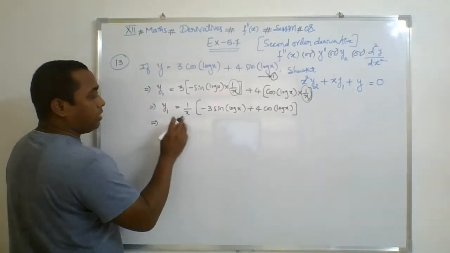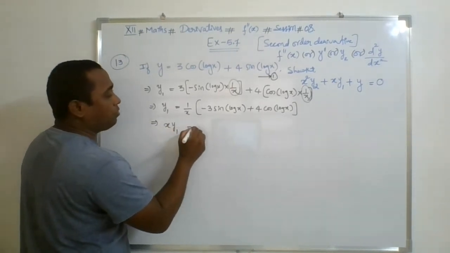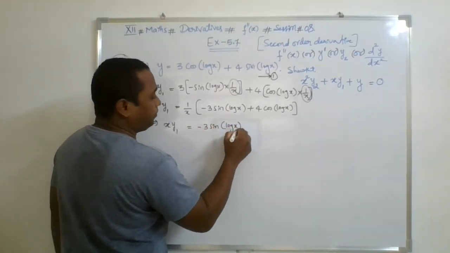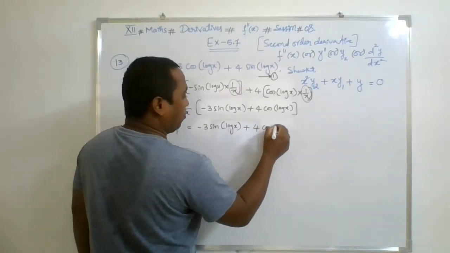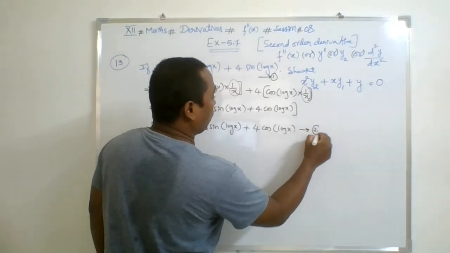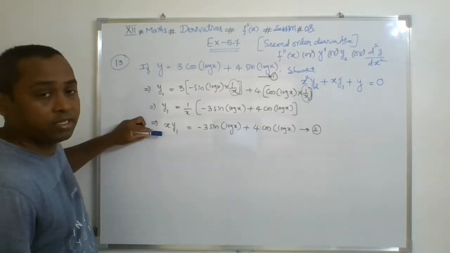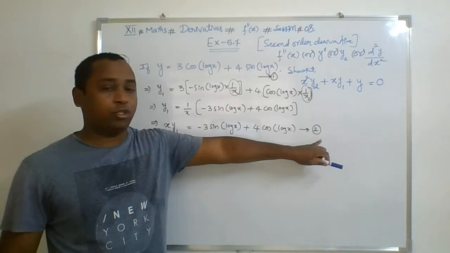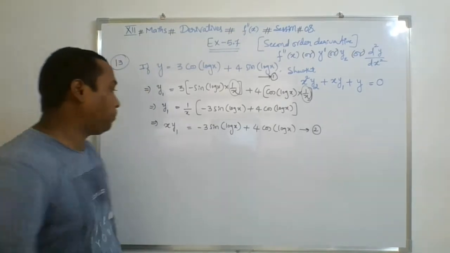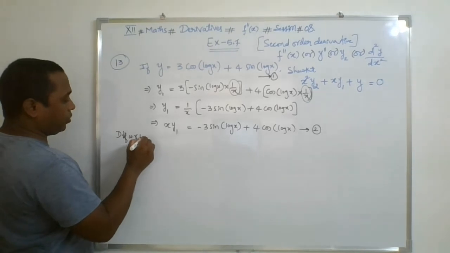Now I can take this x in multiplication. So x into y1 equal to minus 3 sine of log x plus 4 times of cos of log x. So this is the result number 2 where you have simplified the function with the first derivative. Simplified answer I have assumed as the second equation, and then I will go with the derivative of this part again. Next step, that is again differentiate with respect to x.